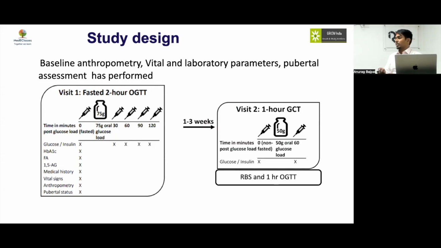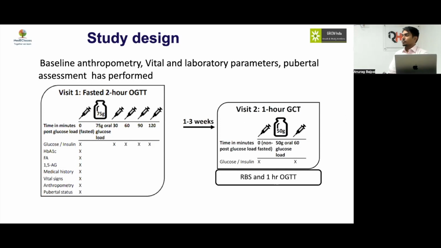After 1 to 3 weeks, to see the reproducibility, they have given 50 gram of glucose, and they measured 1 hour OGTT, not 2 hour OGTT. Like the pregnancy glucose challenge test, something like that. I think the reason this study is being done is that doing a proper OGTT with a fasting sample will be difficult. So what they're trying to say is, I don't want to do a fasting, I want to look at something else. Patient comes, I'll measure HbA1c, I'll measure 1,5-AG level, I will measure GCT and get an immediate diagnosis.